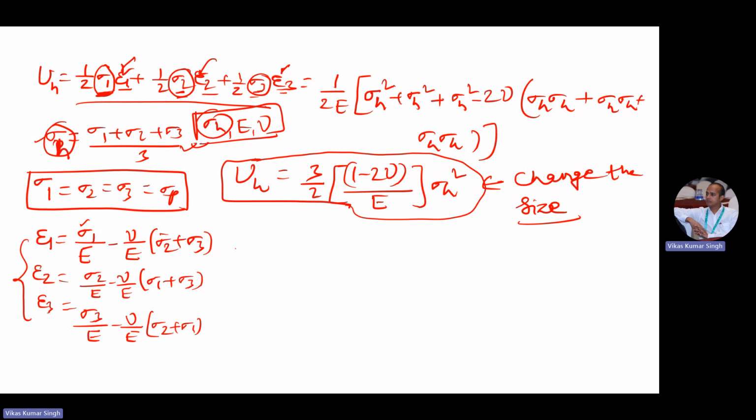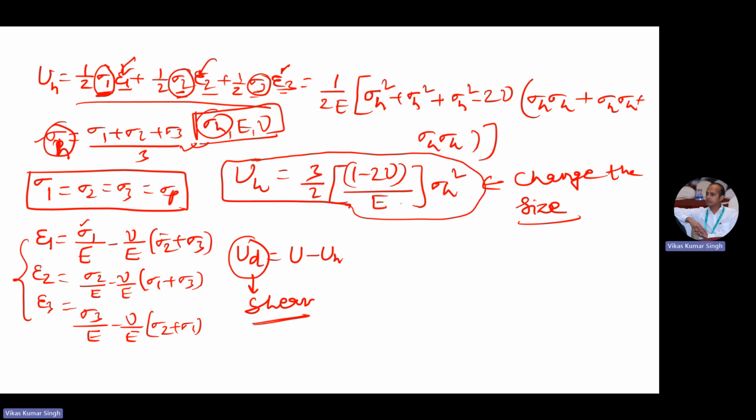Now suppose we have to calculate the distortion energy UD. This is simple, and this is purely due to shear, I am repeating again and again, purely due to shear. So now you just subtract this and get the value.